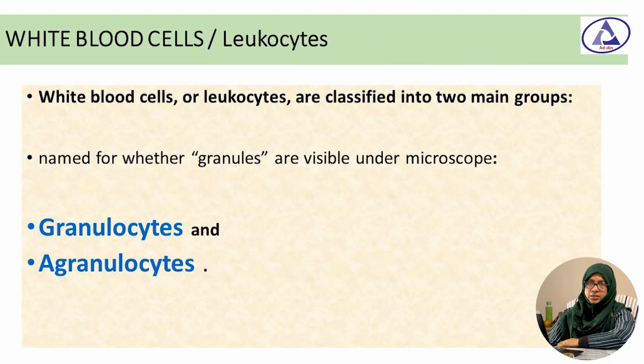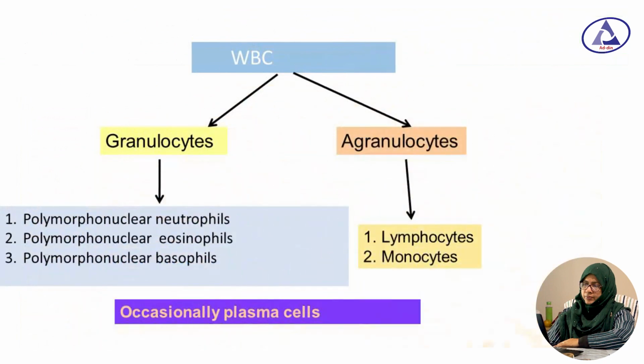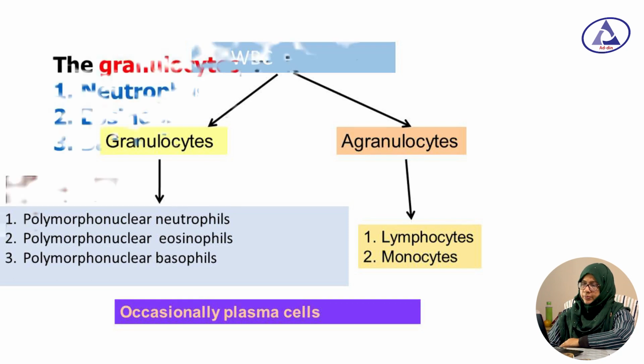Now let us discuss WBC in detail. We usually classify it according to the presence of granules. When granules are present, we call it granulocytes. When they are absent, we call it agranulocytes. Granulocytes are usually three types: polymorphonuclear neutrophil, polymorphonuclear eosinophil, and polymorphonuclear basophil. And agranulocytes are two types: lymphocytes and monocytes.